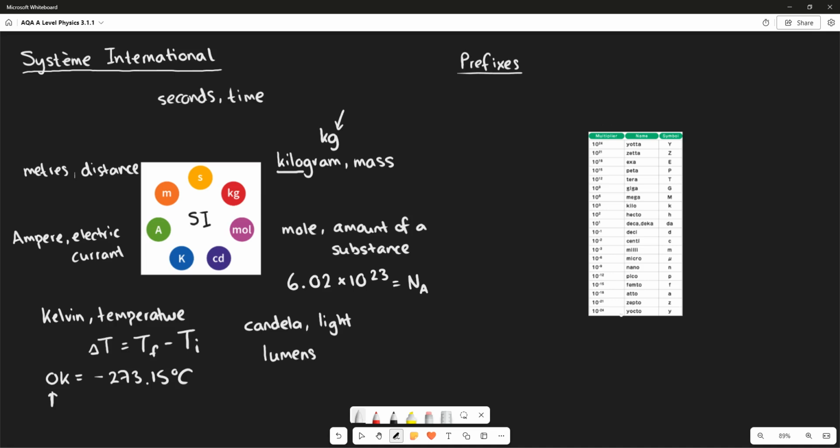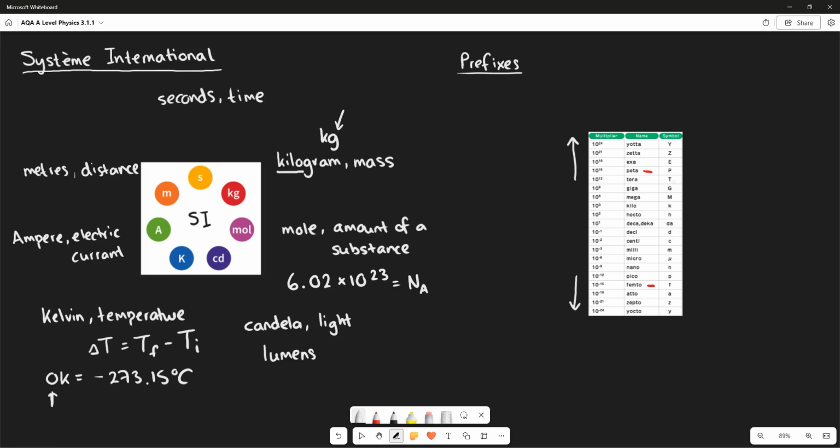So we've got a table here with the prefixes on. This goes far lower down and also far higher up than you actually need to use in physics. In physics, we only really go up to maybe peta and as far down as femto. So you can see that there are several others, but we don't need those. Should we start at the top or the bottom? Let's start at the top.